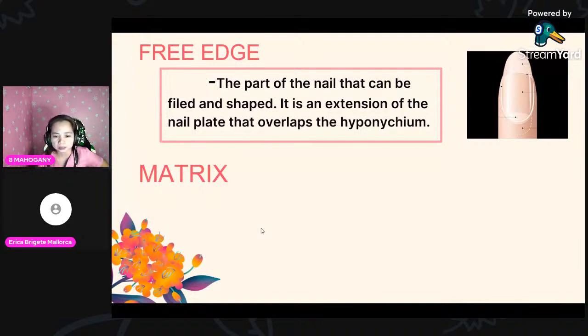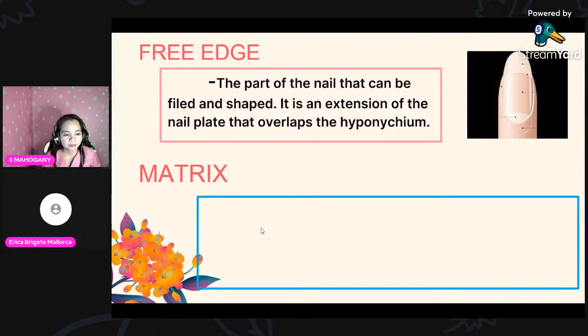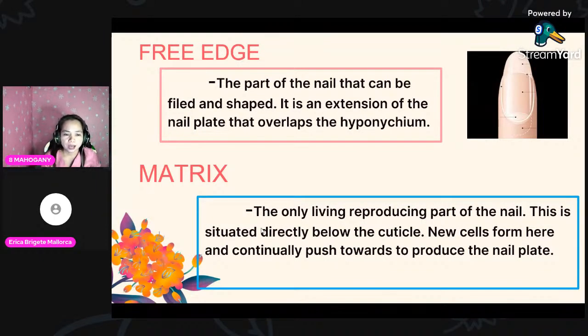How about the matrix? Okay, how about the matrix? The only living producing part of the nail, okay? So, saan natin makikita yung matrix? Okay, very good. You have the correct answer. It's the only living producing part of the nail. Okay, this is situated directly below the cuticle. So, makikita siya below the cuticle. New cells from here continually push towards to produce the nail plate. Okay po. So, saan natin makikita yung matrix? From the, below the cuticle. So, that is the matrix. Okay po. So, very good.